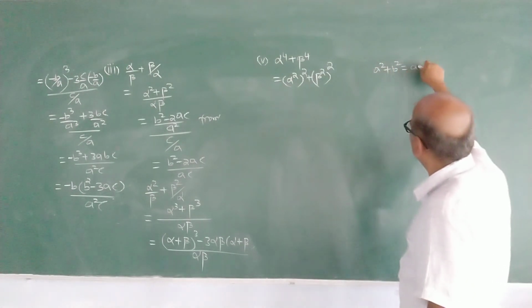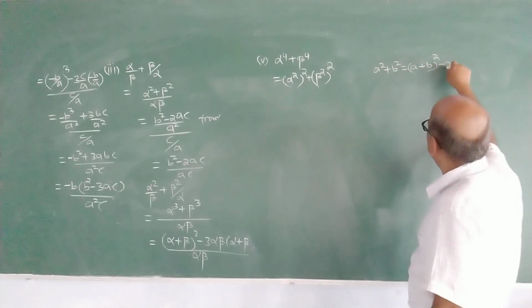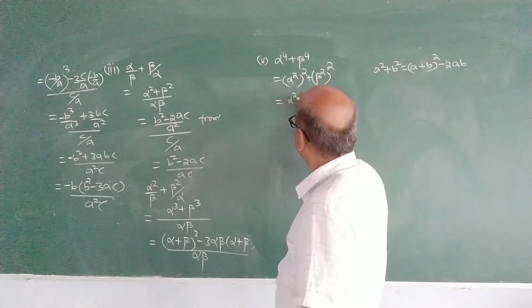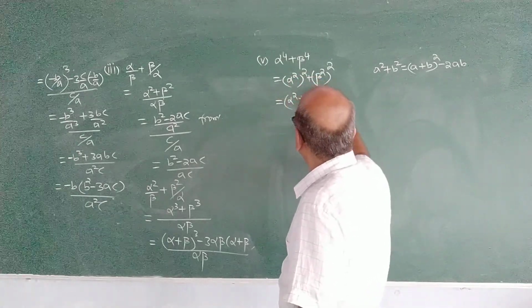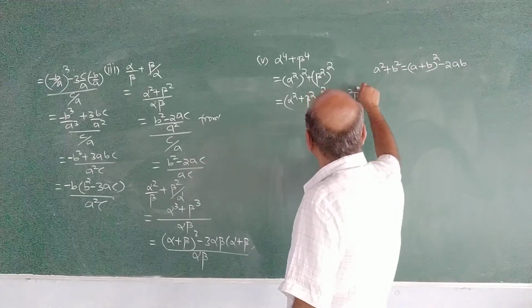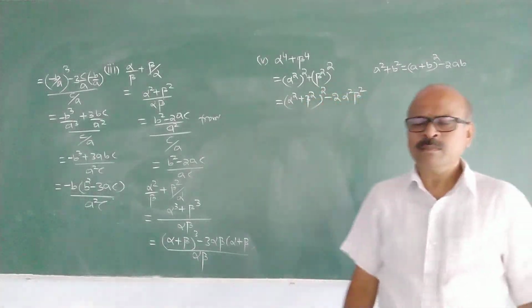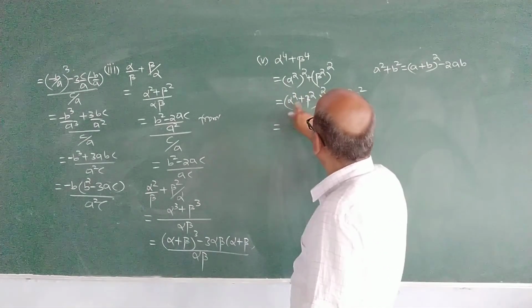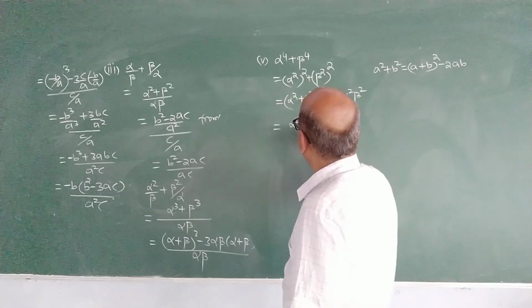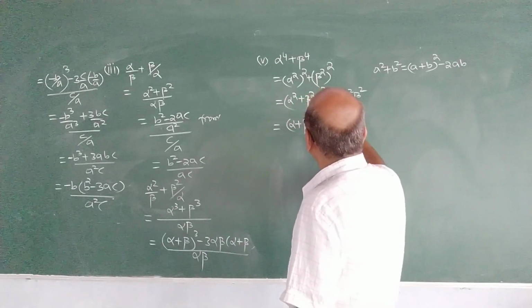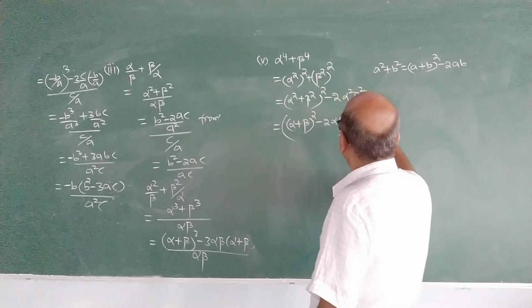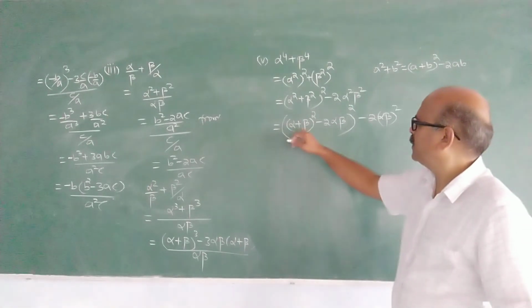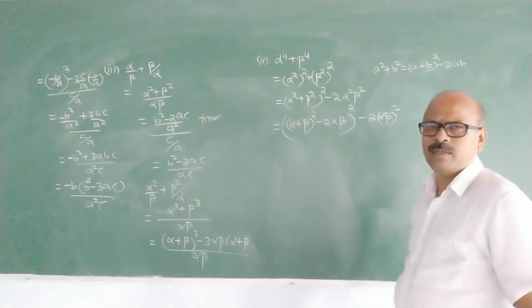A square plus b square can be written as a plus b whole square minus 2ab. Therefore, alpha square plus beta square whole square minus 2 alpha square beta square. Correct? Because a is alpha square here. Once again, this alpha square plus beta square is written as alpha plus beta whole square minus 2 alpha beta. This square is there, minus 2 alpha beta square. Now everything is expressed in terms of alpha plus beta and alpha beta.